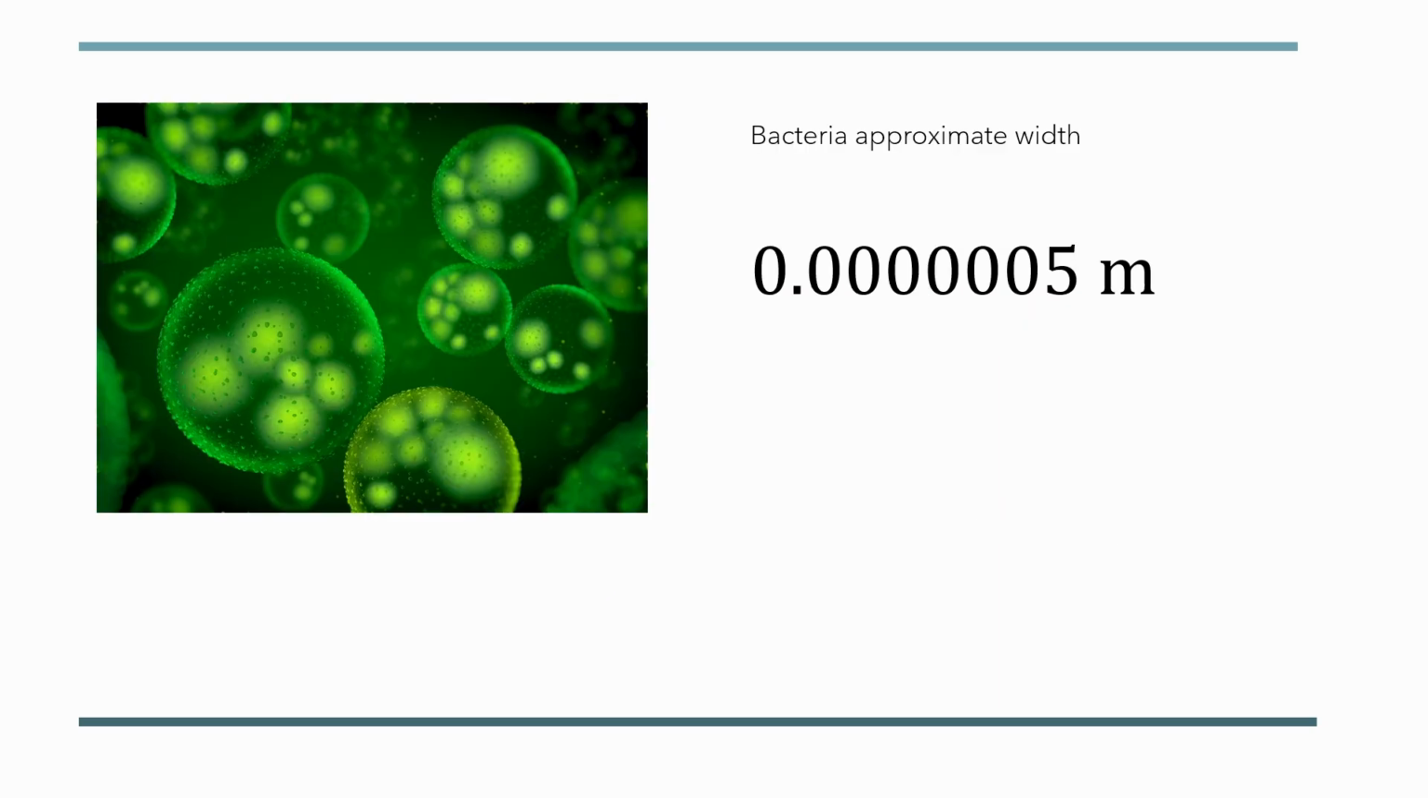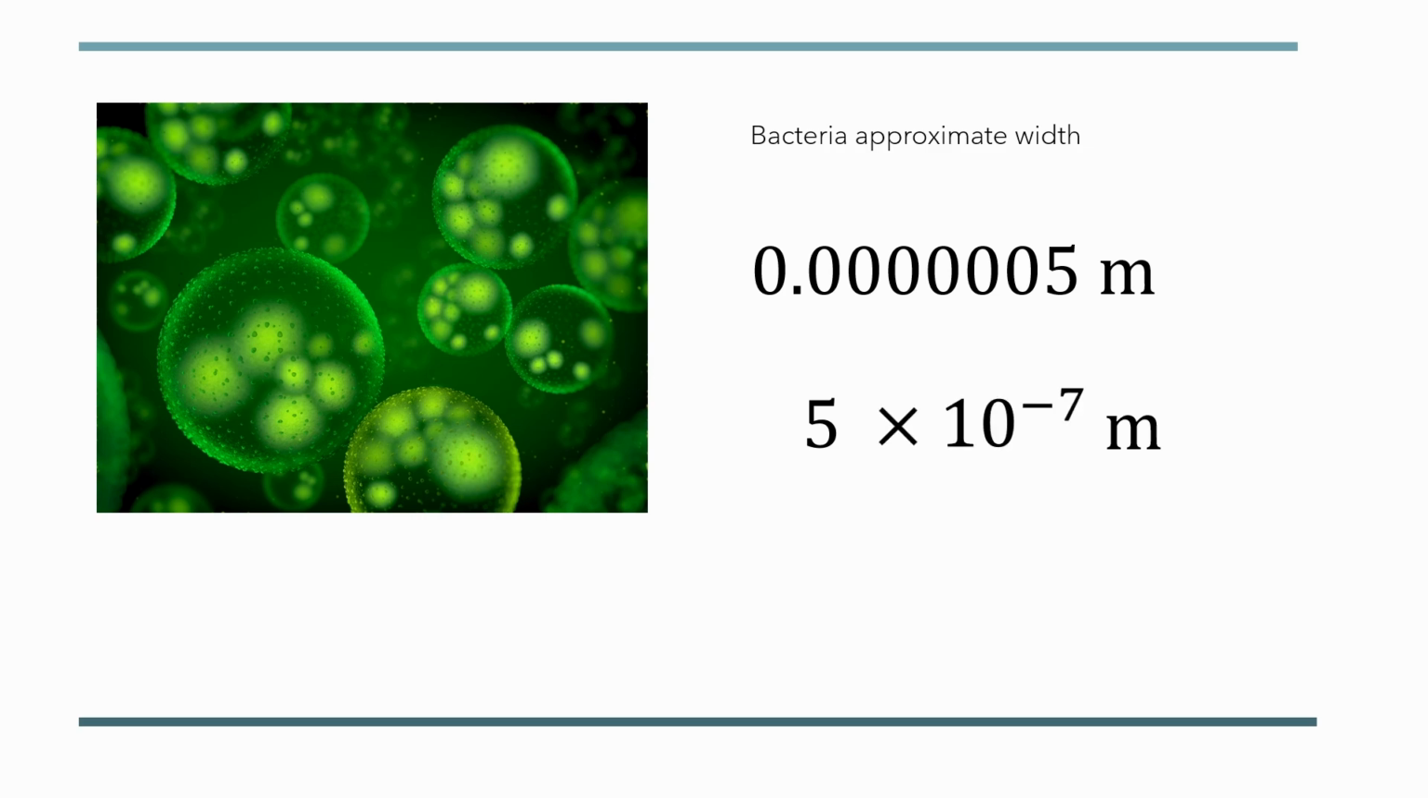A bacteria's width is approximately 5/10 millionths of a meter. That's so small you need a microscope to see it. Let's put this ordinary number in standard form. This time, we need to move the decimal point to the right 7 times to obtain a number from 1 to less than 10. That gives us 5. But we have made the number 10 million times larger. So we need to compensate by multiplying it by 10 to the power of minus 7.